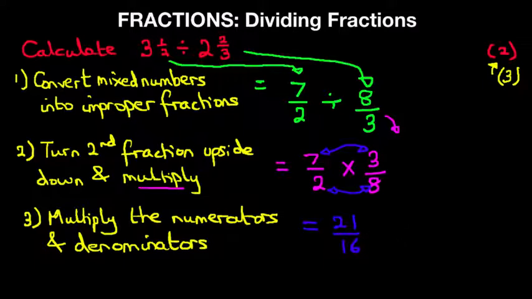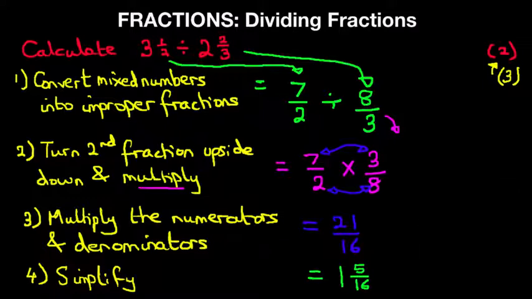And the final step, I'm sure you realize what this is, to simply simplify. And simplify where necessary. It may not always be required. 21 over 16 is 1 5/16. So we've turned the improper fraction into a mixed number. So the answer is 1 5/16.